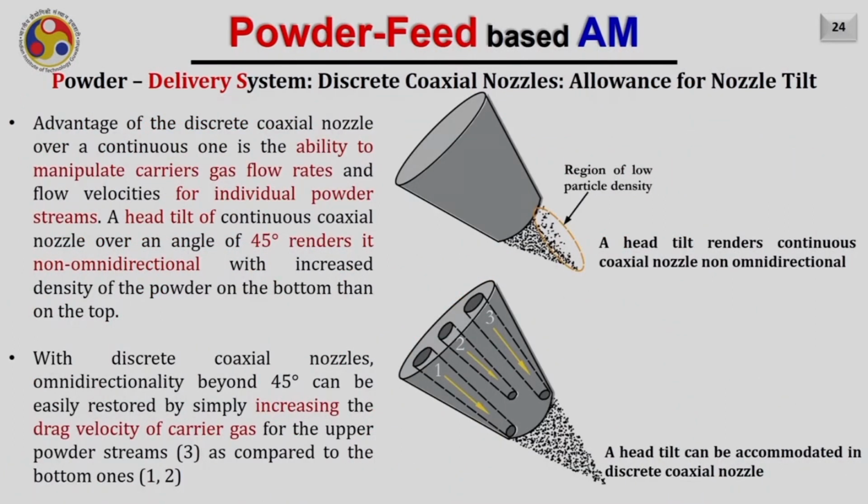Another very important benefit which we see particularly for the discrete coaxial nozzle is its capability of manipulating the powder concentration even when the nozzle gets tilted.